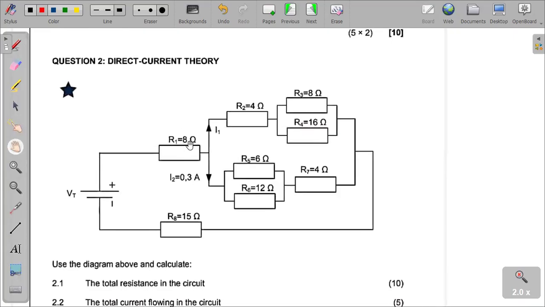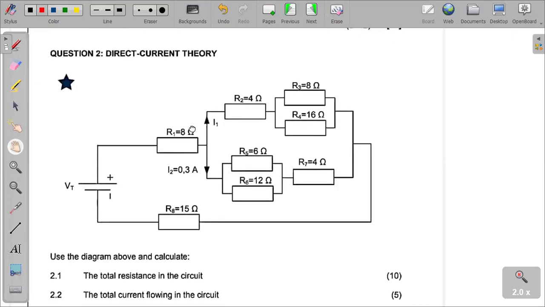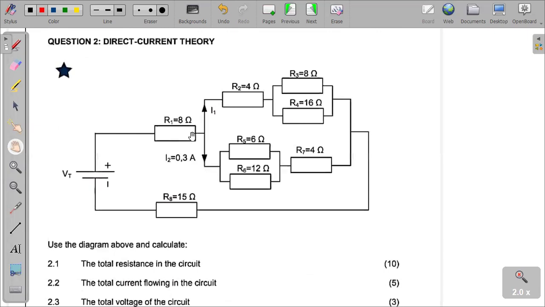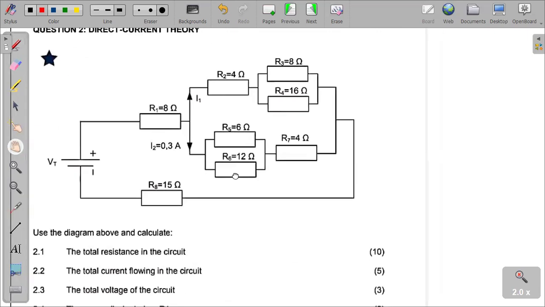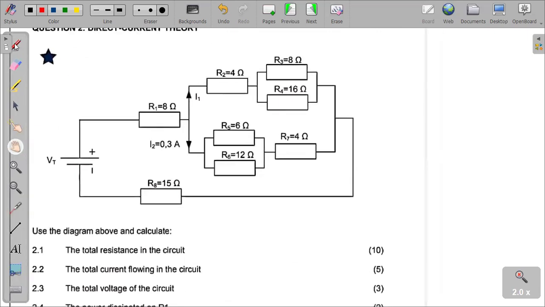Let's go quickly to question number 2. Question number 2 is saying use the diagram above and calculate the total resistance of the circuit. First things first, it's important to interpret how the circuit looks. So I advise that we start here at the source. There is the positive, there is the negative. We follow the conventional flow of current.